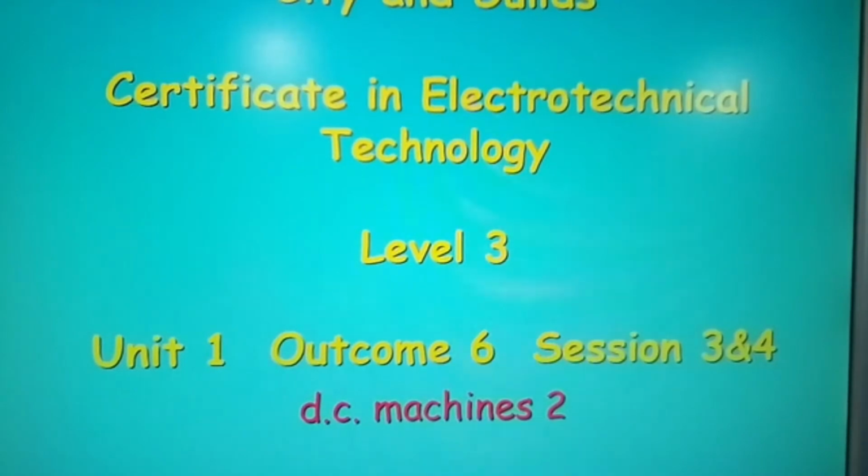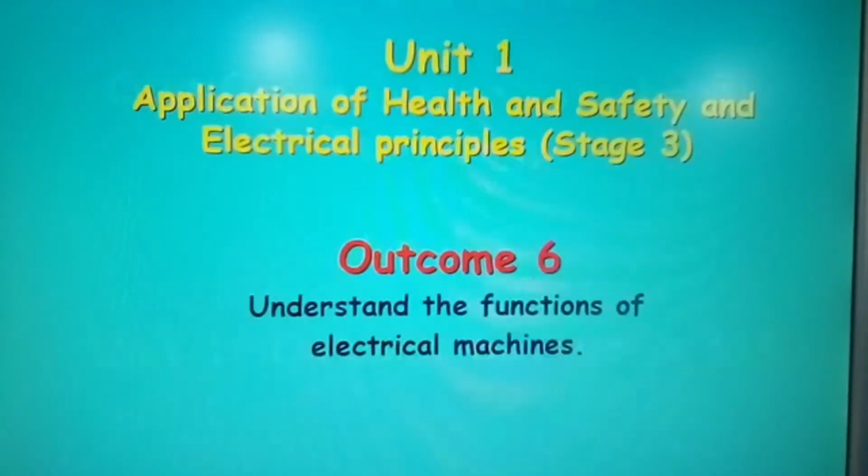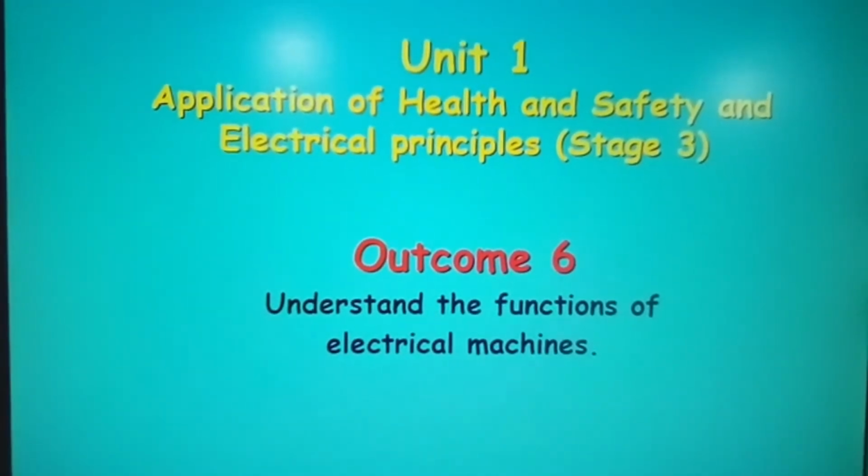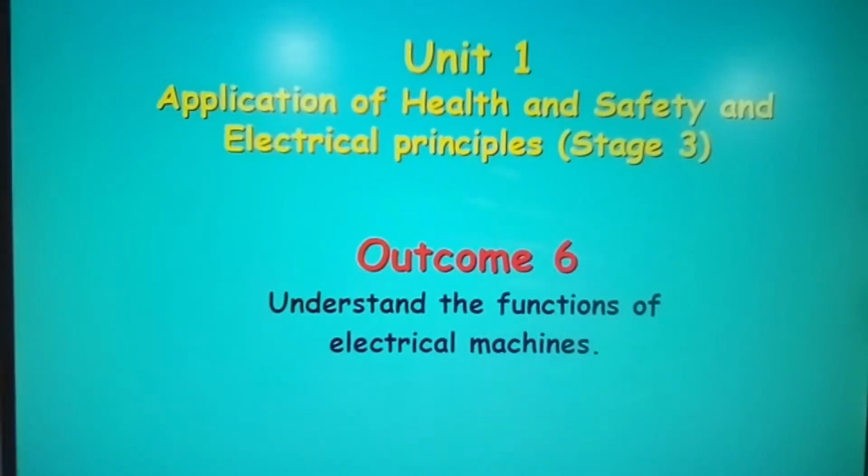DC machines 2, okay? And again, understand the function of electrical machines, okay? Now ignore the outcome 6 because the outcomes change, but it still remains consistent, whether it's outcome 6, 7, whatever. It changes depending on which unit you're doing, but the principle of the knowledge is still the same, okay?